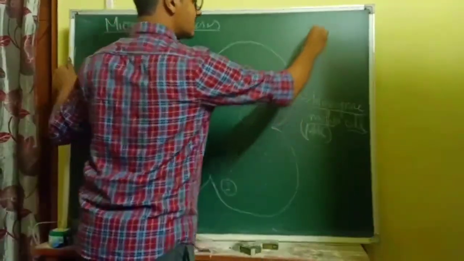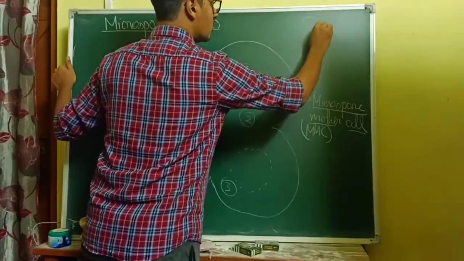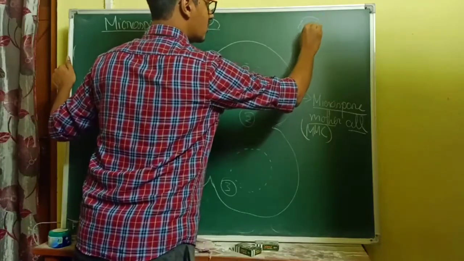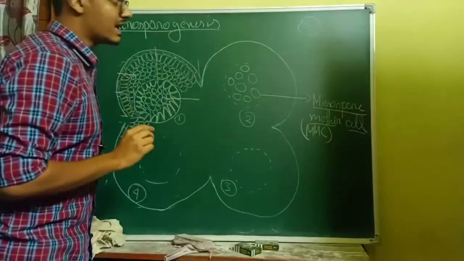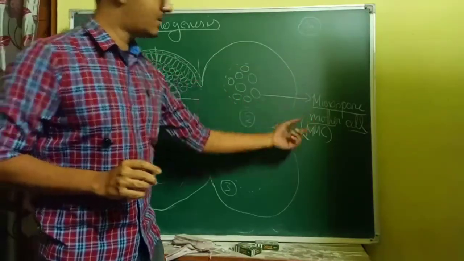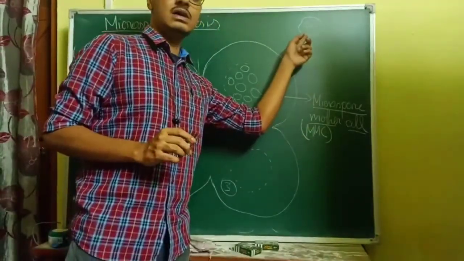This is our microspore mother cell, and obviously this is a diploid cell. We have not talked of any meiosis taking place. So this is a diploid cell. You have to keep in mind, microspore mother cell is a diploid cell.